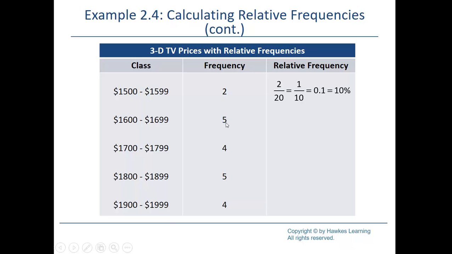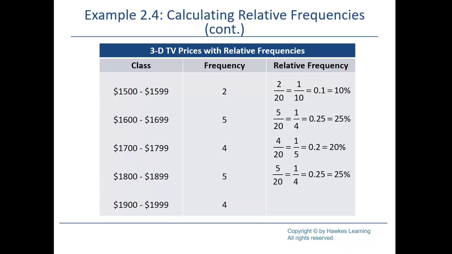So I'm going to take 5 and divide it by 20, which, again, I'm going to need to simplify down to 1/4, which is the same thing as 0.25 or 25%. My next one is I'm going to take 4 and divide by 20, which is going to simplify down to 1/5, or also known as 0.2. 5 over 20 again, which is going to give me that 1/4 or 0.25. And last but not least, that 4 over 20, which simplifies down to 1/5.